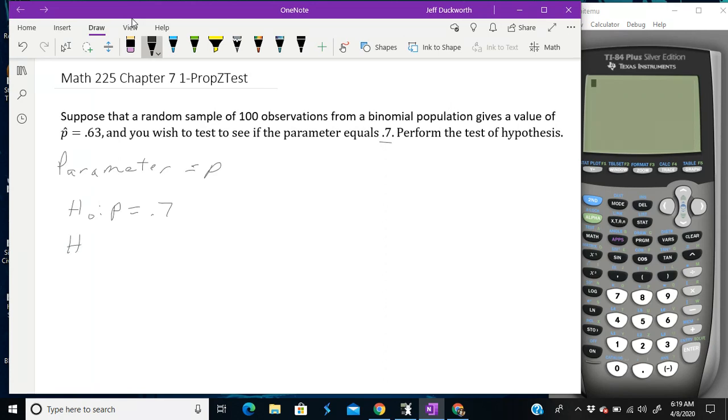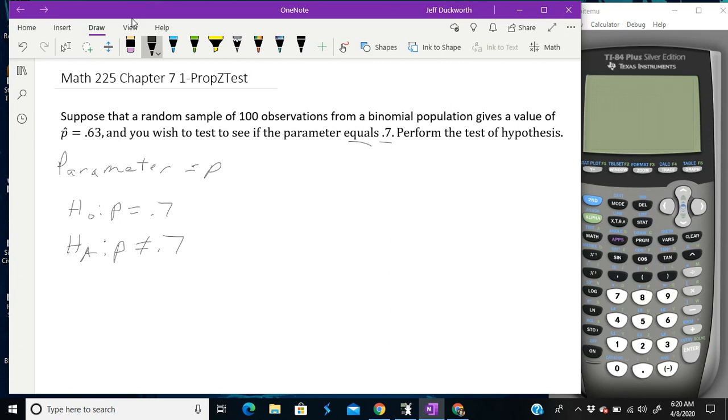And our alternative, HA or H1, however you prefer, I don't care. So our three options for the alternative hypothesis are less than, greater than, or doesn't equal the value 0.7. Well, there's no mention in the question anywhere about strictly less than or strictly greater than. It only says equals. So if we're looking for equals, that means we're looking for doesn't equal as the alternative. So that is what we have there. So that's our null and alternative hypothesis.